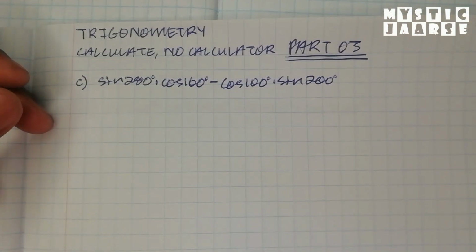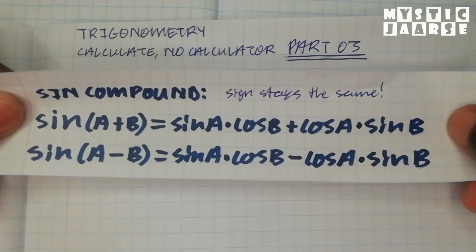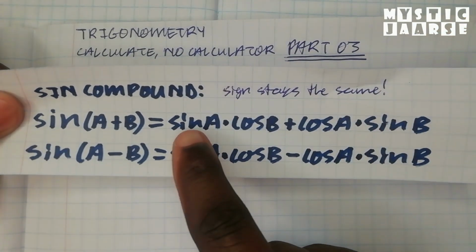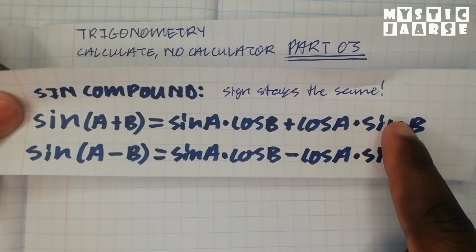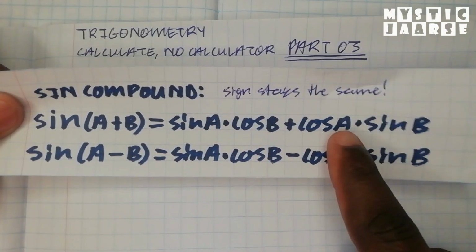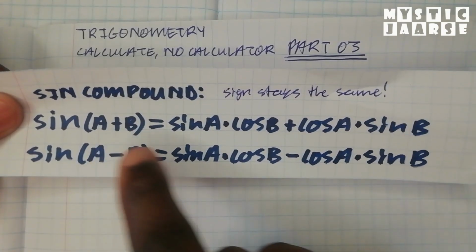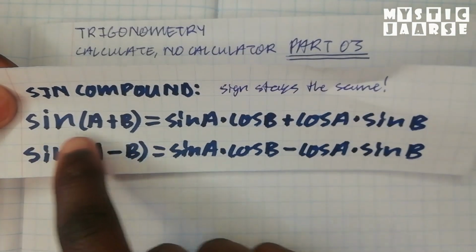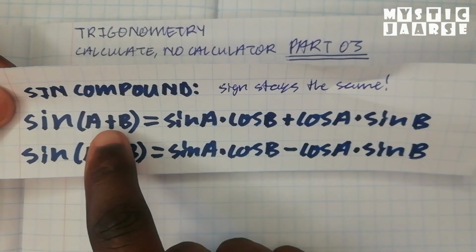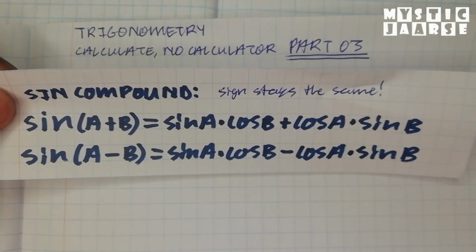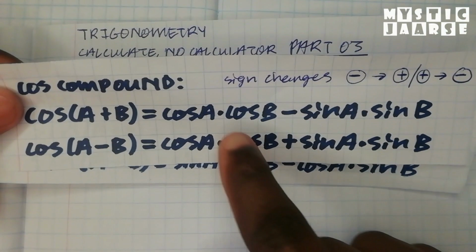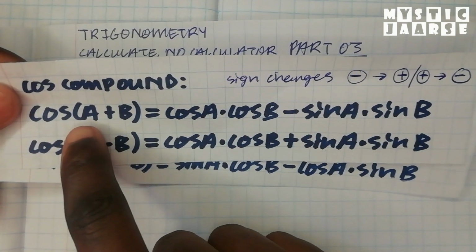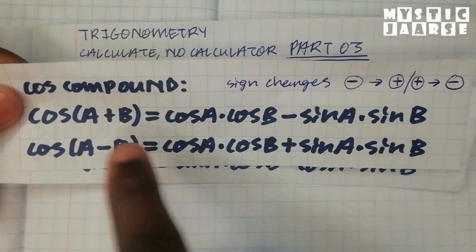What about the sine compound? The pattern goes sine, cos, cos, sine, A, B, A, B. The sign stays the same. If you were moving from the expanded form to the compound form, the sign will also stay the same. But what about cos? If you were moving from the expanded form to the compound form and you had a minus, it will become a positive.